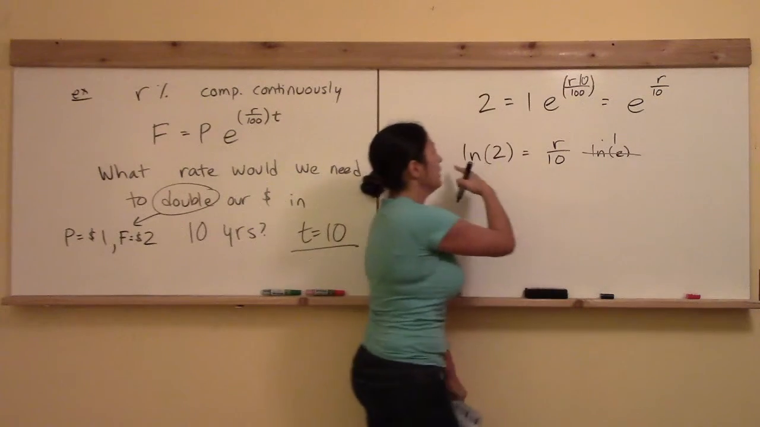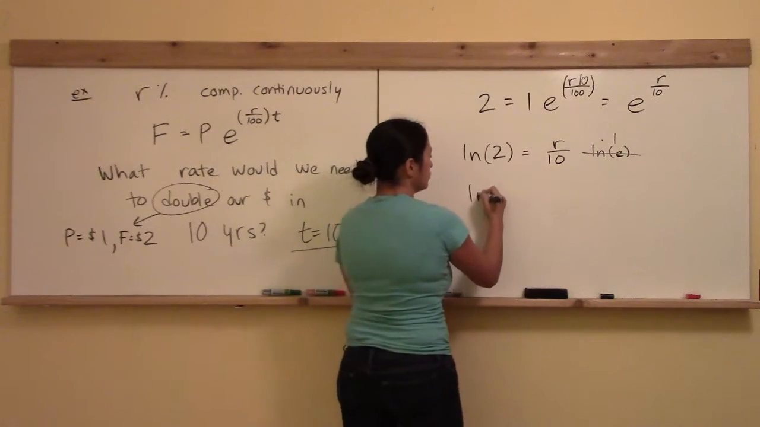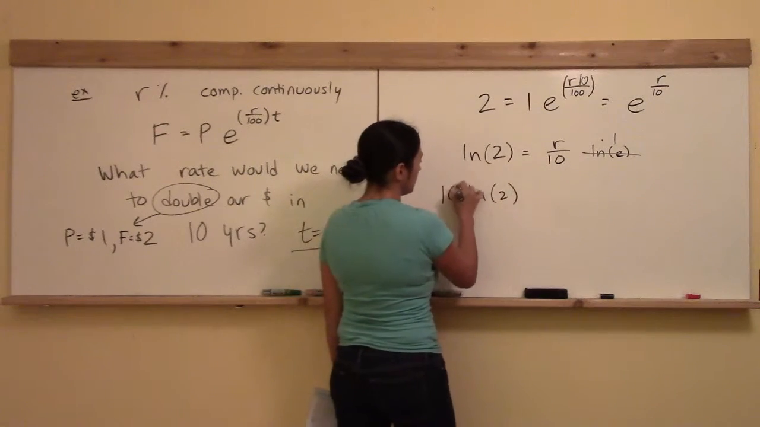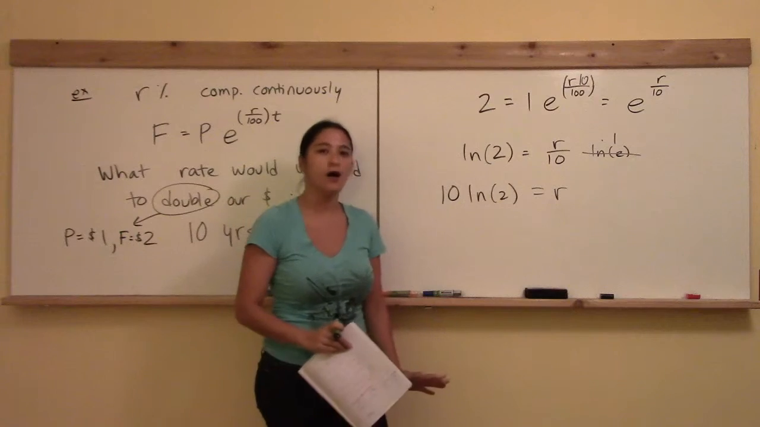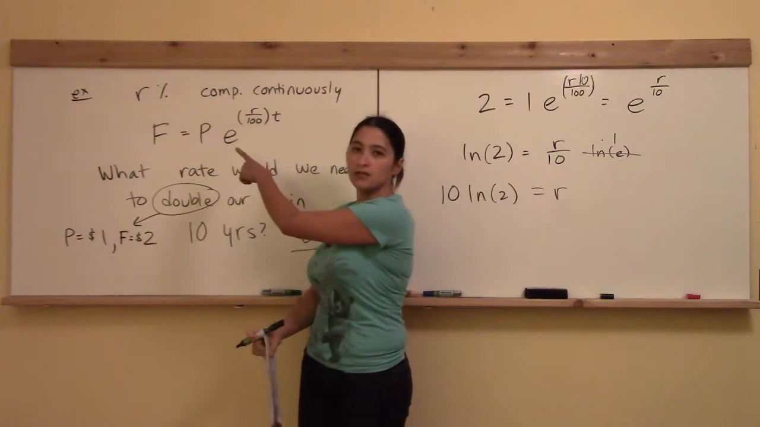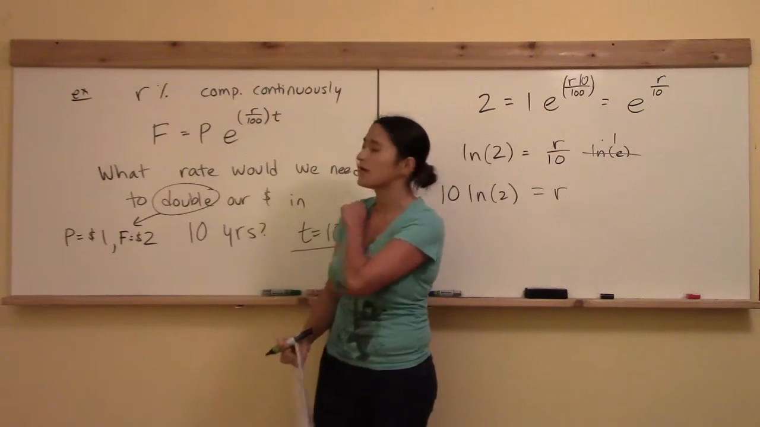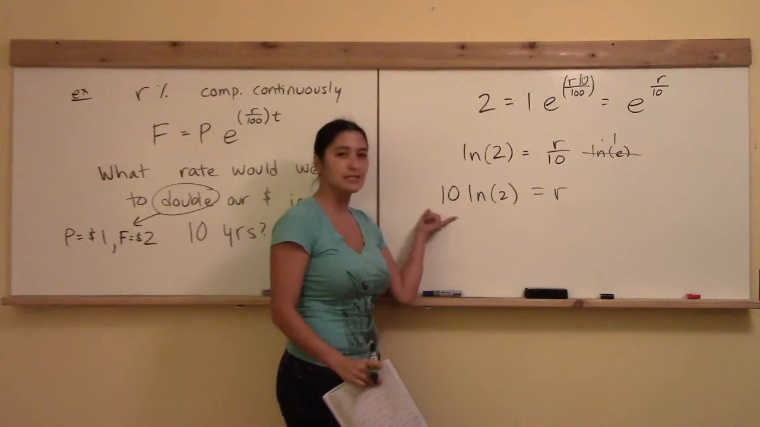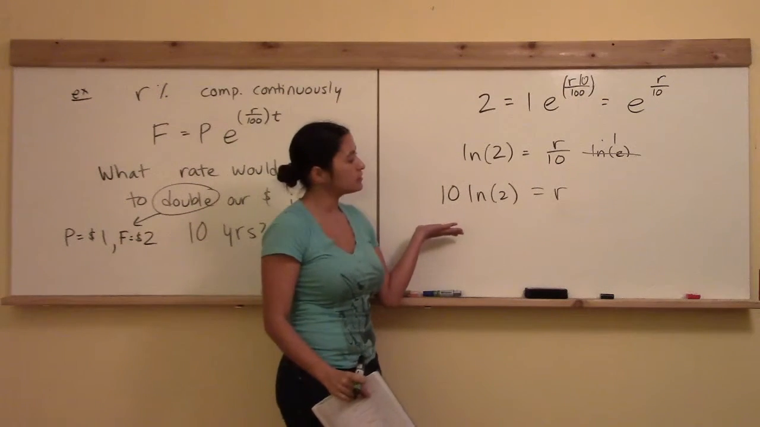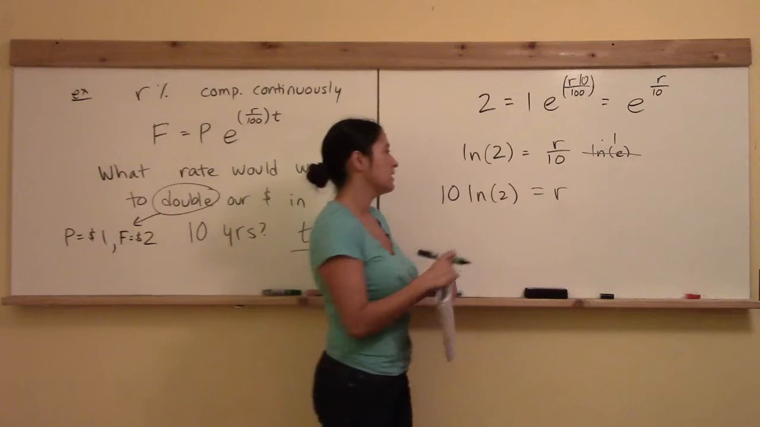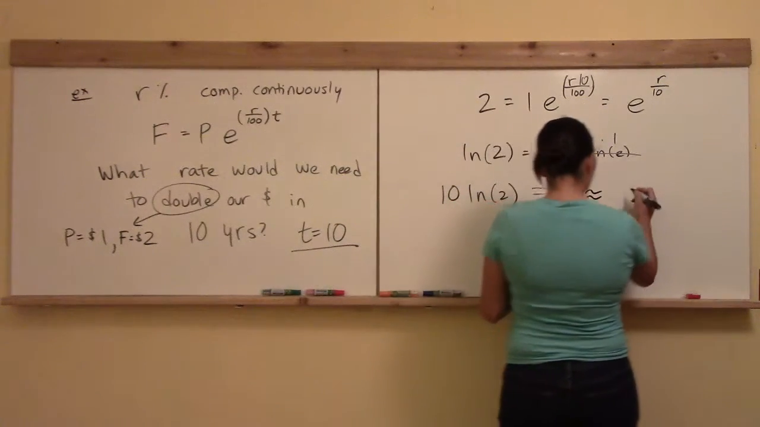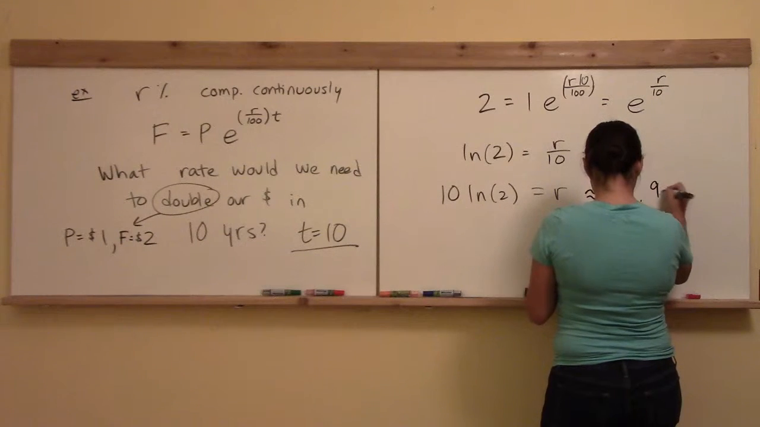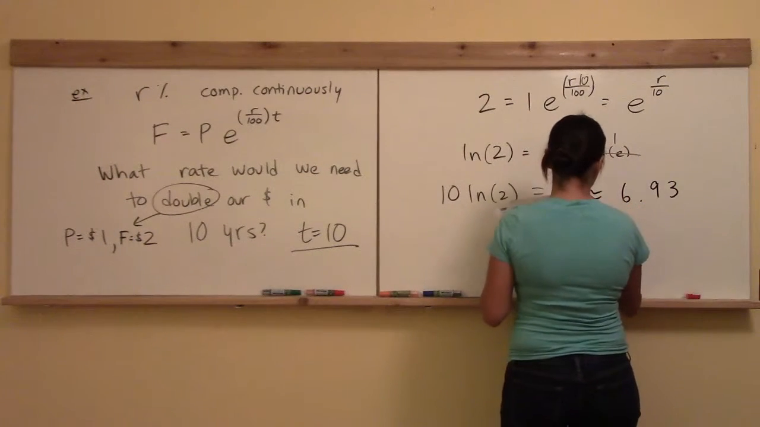So we have that this equation's true. So if we multiply both sides by 10, that's going to equal r. Okay, and remember this time r represents the percentage rate, the annual percentage yield of the account. So this is the exact value for it, but it's not that helpful unless you've memorized the value for ln of 2. So computing that out, we actually get that r is equal to 6.93 to 2 decimal places.